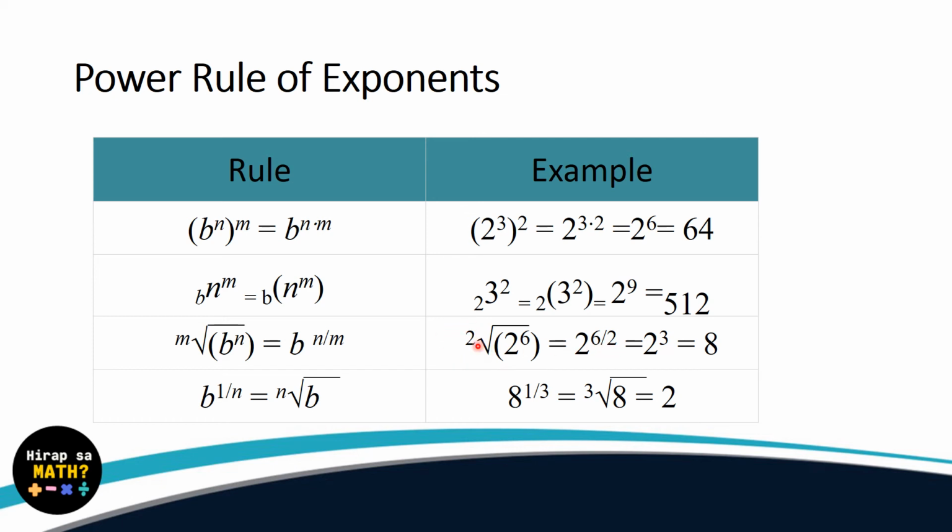Bakit natin sinasabi na 2 ang pinakamababang index? Kasi any number, kapag ang denominator ay 1, it's just equal to the number itself. So, hindi siya nagiging fraction. Okay? Whole number na siya. So, ayun. So, 6 divided by 2 ay 3. So, 2 to the third power ay 8. Okay. Next naman, ito, fraction.